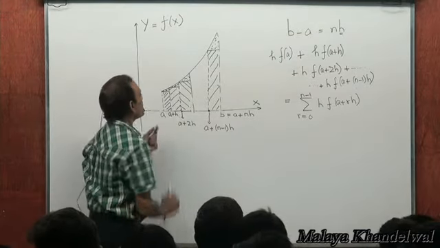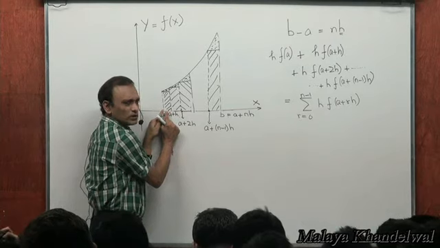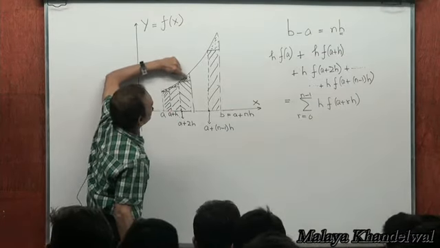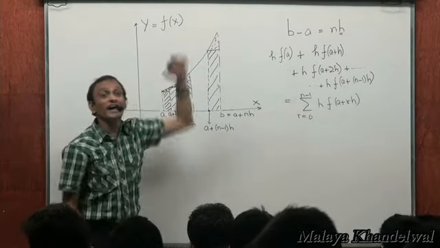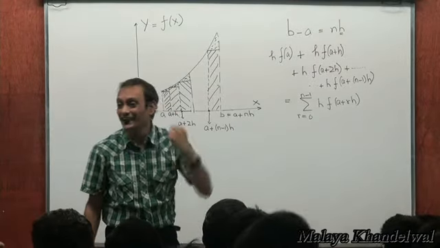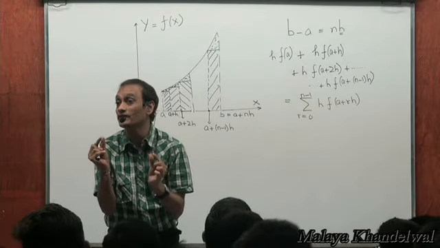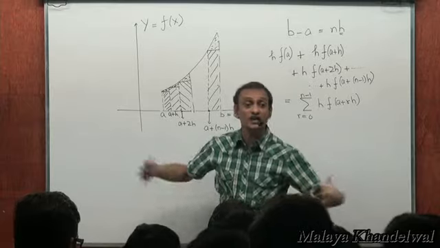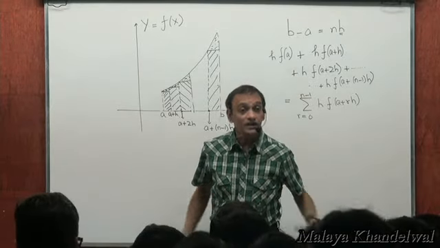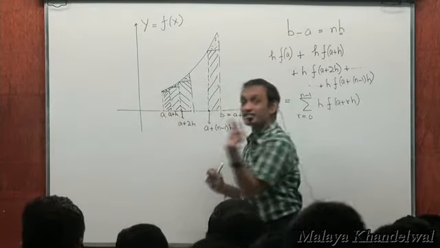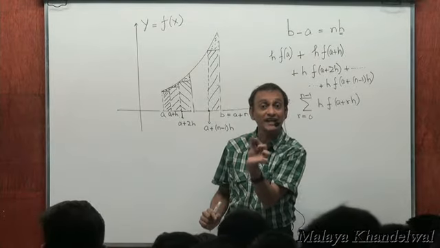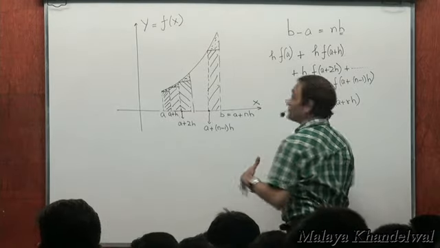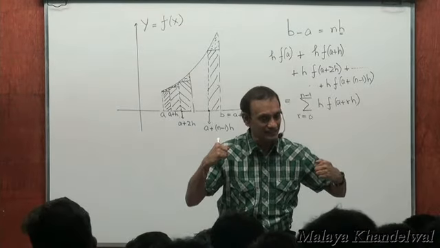Now, as h becomes smaller and smaller, each of these will become smaller and smaller. Therefore, the error will decrease. The error will decrease as h becomes smaller and smaller. That means as the number of divisions increases, the size of each unit decreases, the width of each of these rectangles decreases. Then the error obtained out of this calculation will decrease, right?